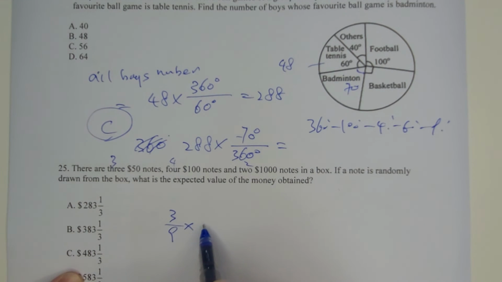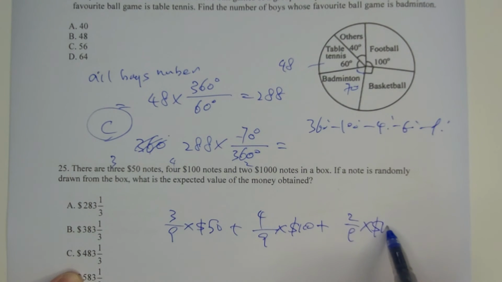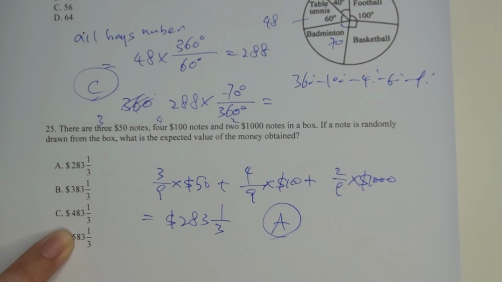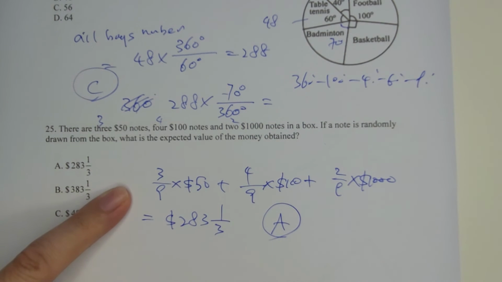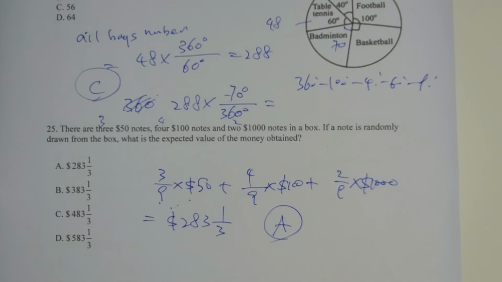3 over 9 times 50 plus 4 over 9 times 100 plus 2 over 9 times 1,000. Then that's the answer you will get. So 283 and 1/3. So the answer is A. You just memorize the formula of expectation, that is the probability multiplied by the corresponding outcome. Okay, the probability multiplied by the corresponding outcome.